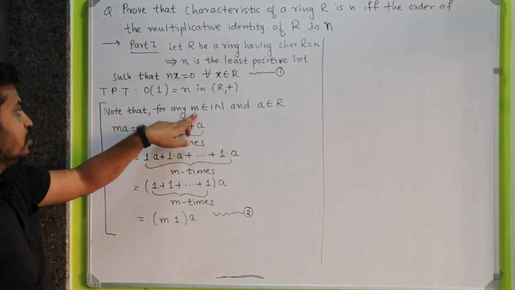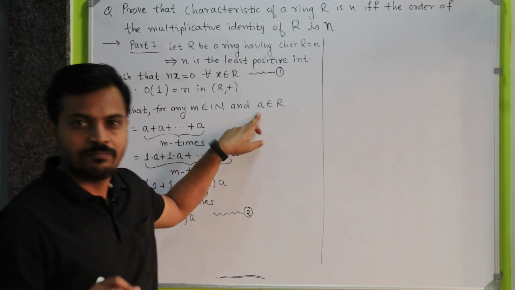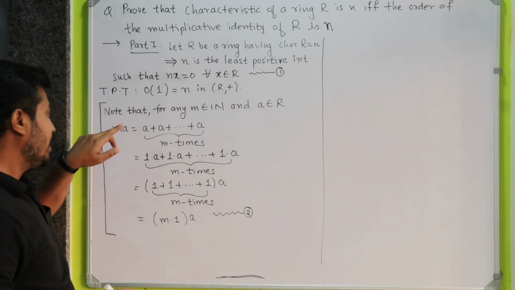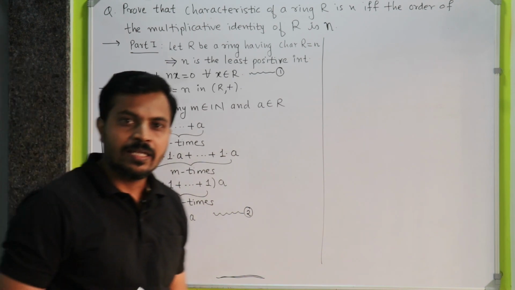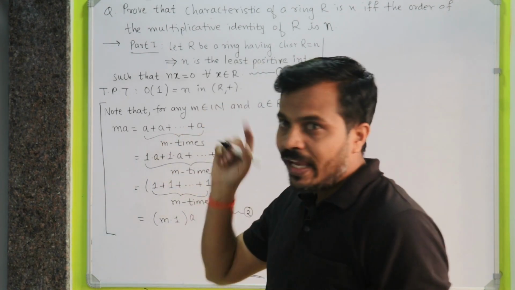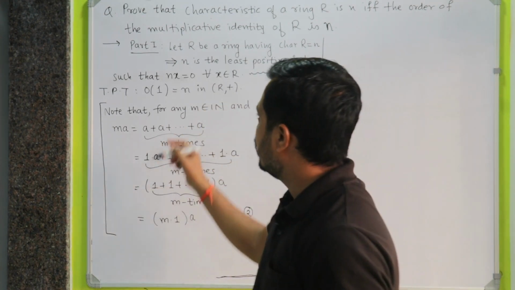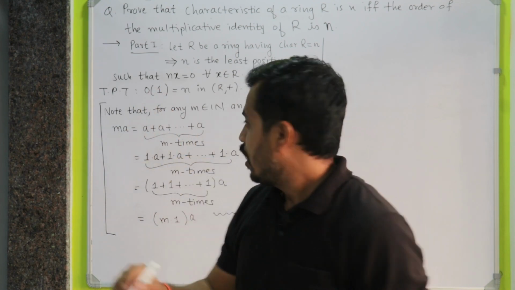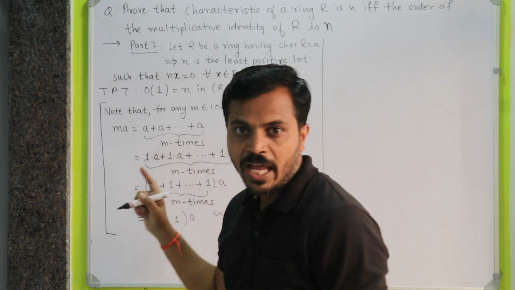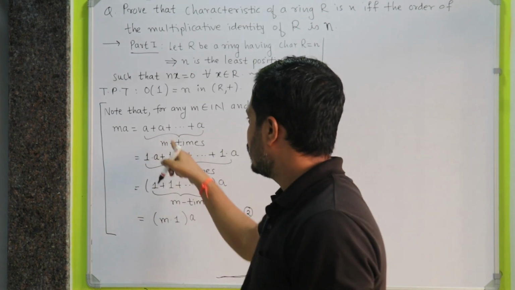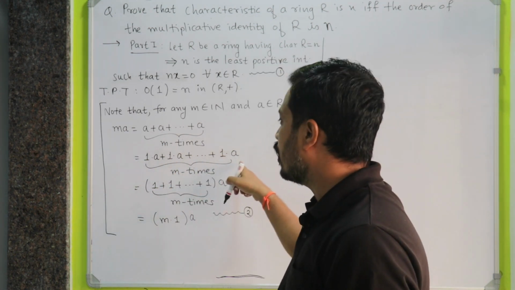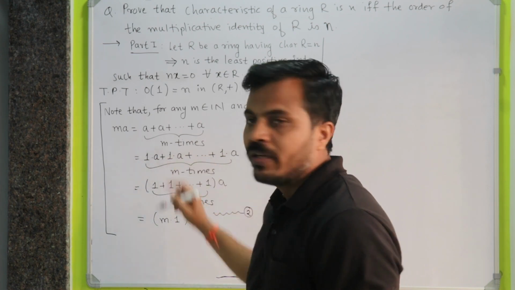So for any natural number m and any element a of the ring, how can you write ma? ma can be written as a plus a plus a, m times. But note that a is an element of the ring and the unity is 1. So how can you write a? a can be written as 1 dot a, I mean 1 multiplied by a. Similarly, this a as well can be written as 1 multiplied by a, and this will be continued.